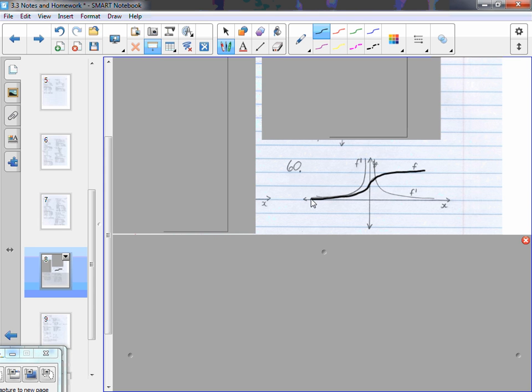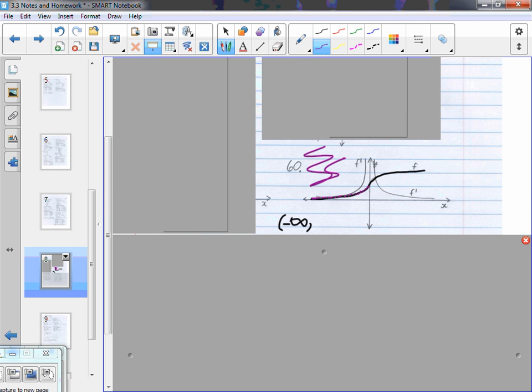We start over here at negative infinity. So, we're moving along here. Is f increasing or decreasing? It's increasing. If f is increasing, what's the sign of f prime? Positive. So I know for a fact that f prime's up here somewhere, don't I? Okay? So let's keep following f.